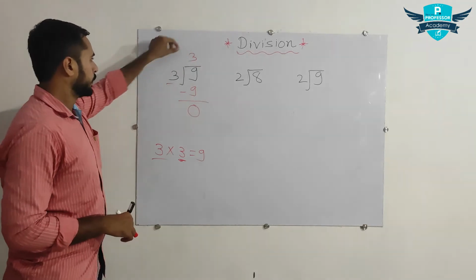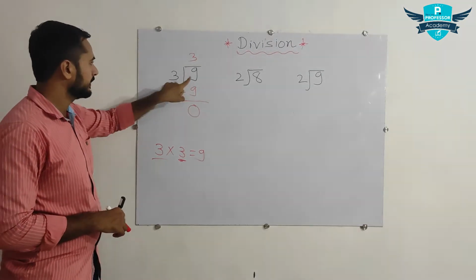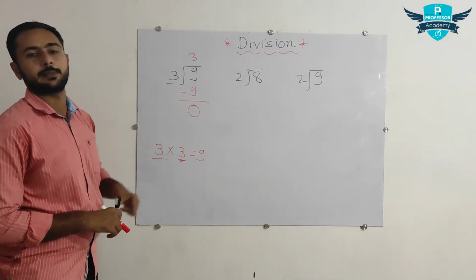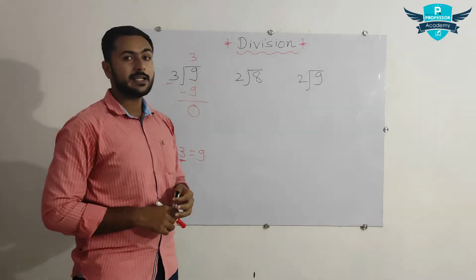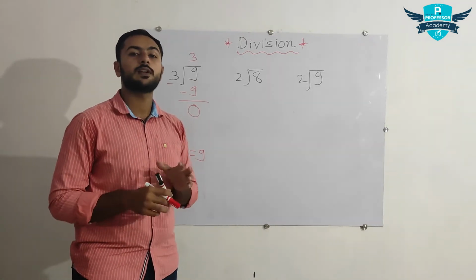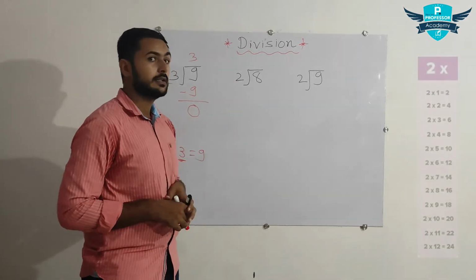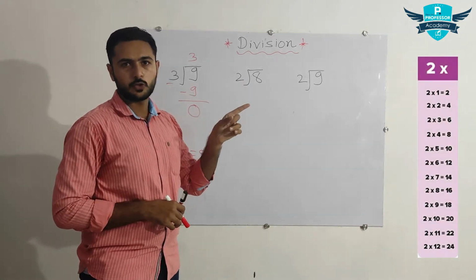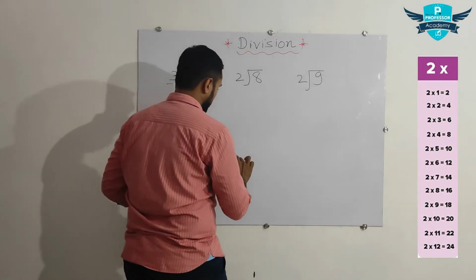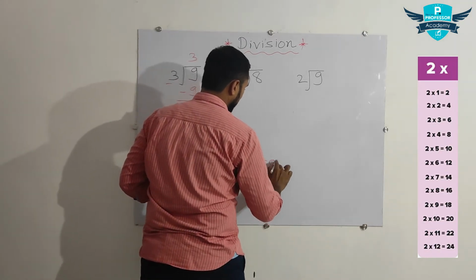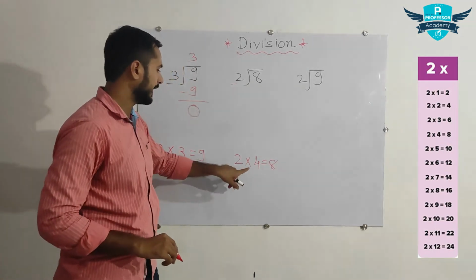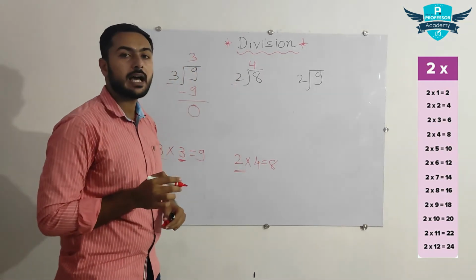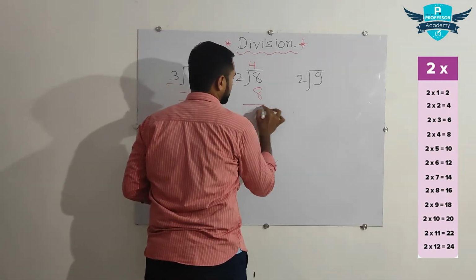So again, the notations are: this is divisor, dividend, quotient, and remainder. This is remainder. Now for the next number, divisor is 2. It means now we will recall the table for number 2. In that table, what will we identify? The dividend. Where is that? 2 fours are 8. So we will write 4 here at the top, and 8 here.